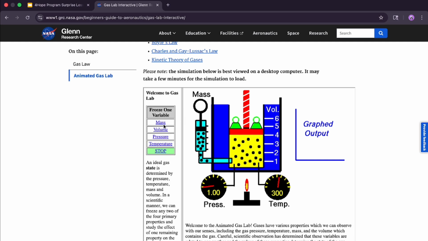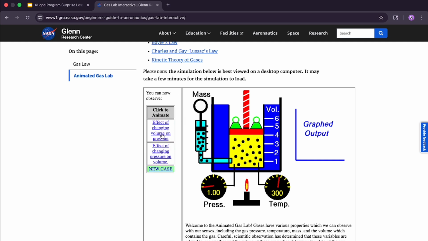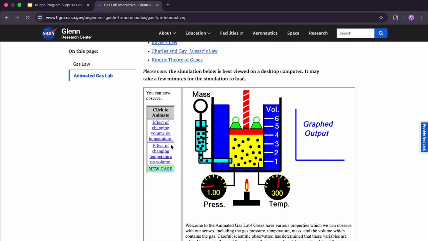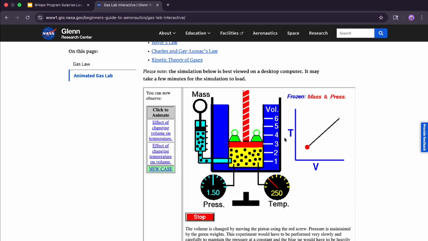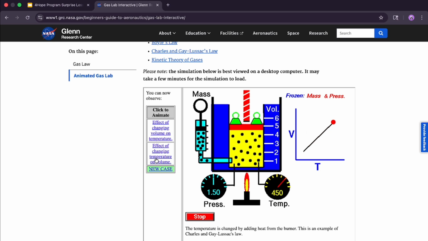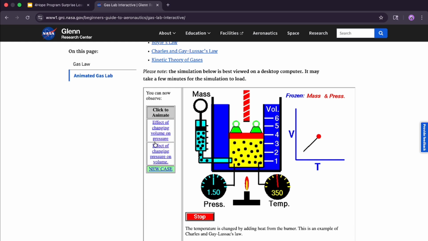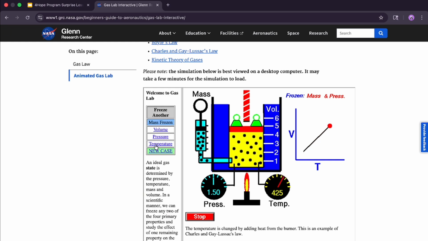However, let's make a new case. I think we can also freeze temperature, but let's take a look at mass frozen on pressure. We can see the effect of changing volume on temperature versus changing temperature on volume. You can see there's an inverse relationship with mass as it increases, in temperature and volume. Again, with this one, temperature and volume do increase. Let's make another new case. Let's do mass frozen, and temperature this time.